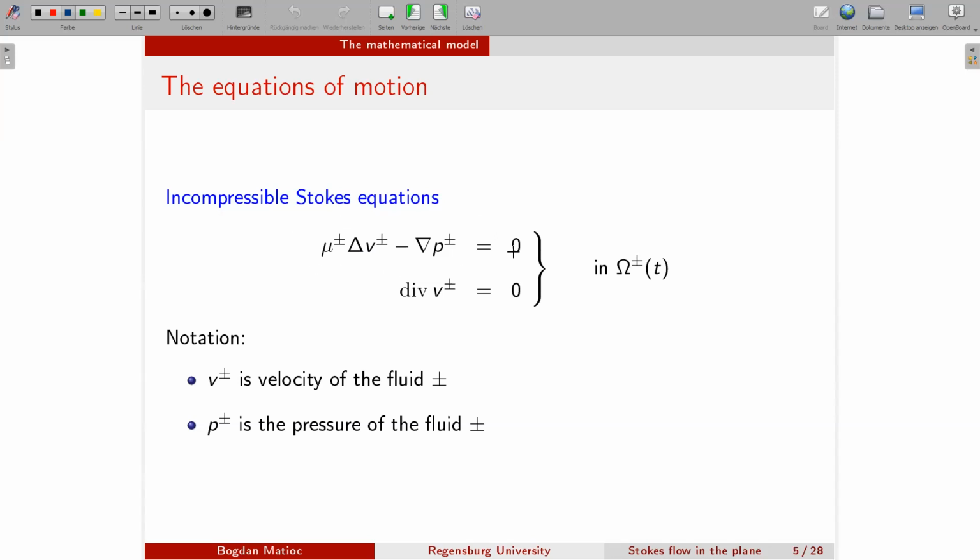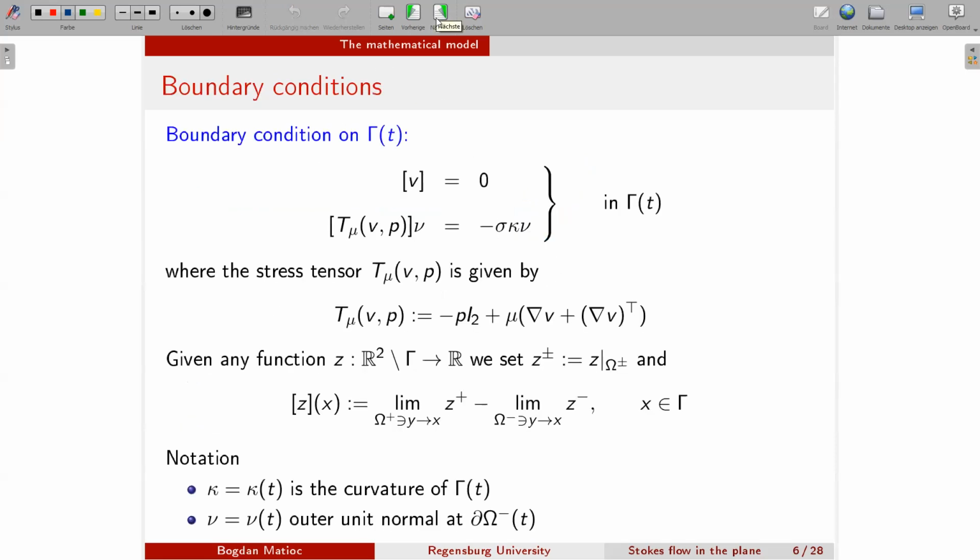So we have this equation where on the right, the time derivative of v plus minus is missing. So this is a quasi-stationary Stokes flow. The fluids are incompressible, so the divergence of the velocity is zero. So v is always the velocity, and p is the pressure of the fluid. And these are the equations in the bulk. And there are additional boundary conditions, which are the standard ones.